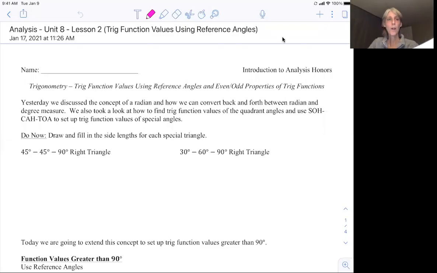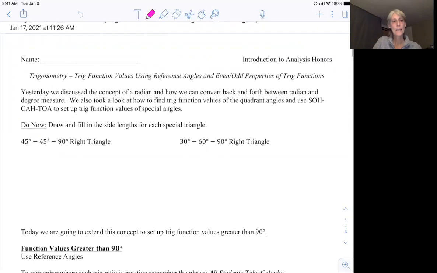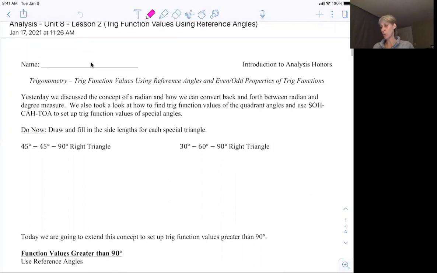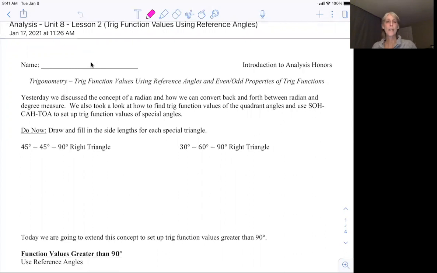Hi, everybody. Today we're on Unit 8, Lesson 2, and we're going to be dealing with trig function values using reference angles. I hope you had a chance to practice some of the stuff we talked about yesterday, which was the concept of radian measure, how we can convert back and forth between radian and degree measure, taking a look at how to set up some function values of the quadrant angles, and using SOHCAHTOA to set up trig function values of what we call our special angles.